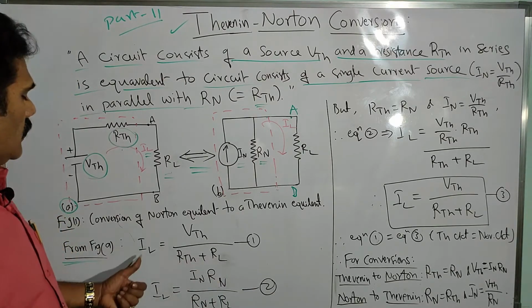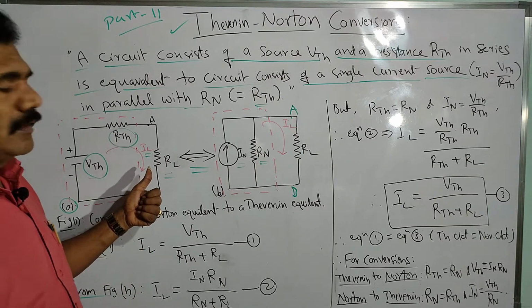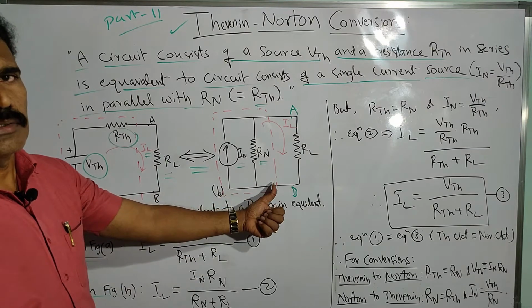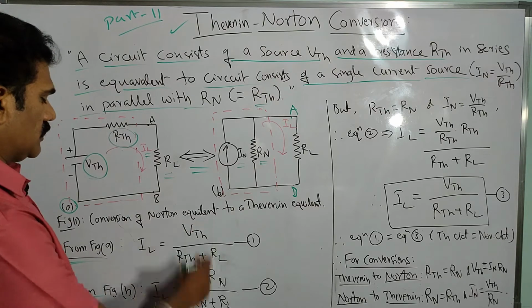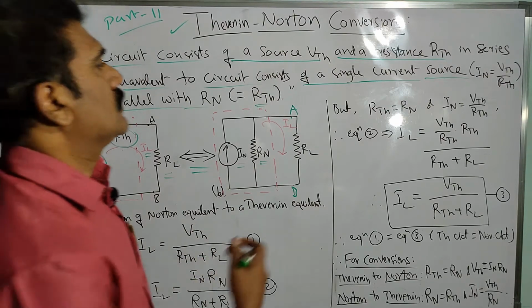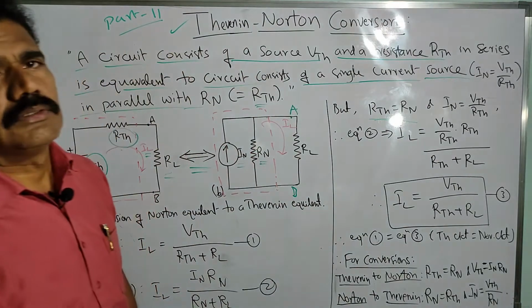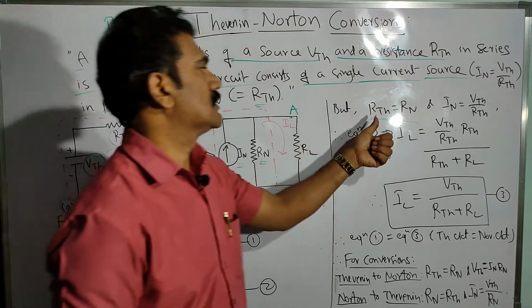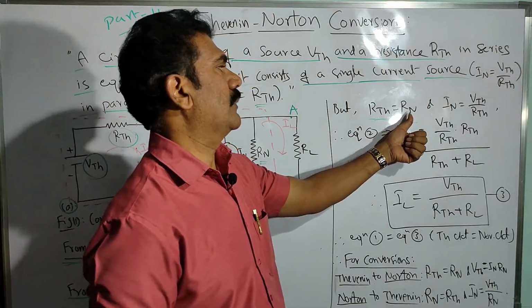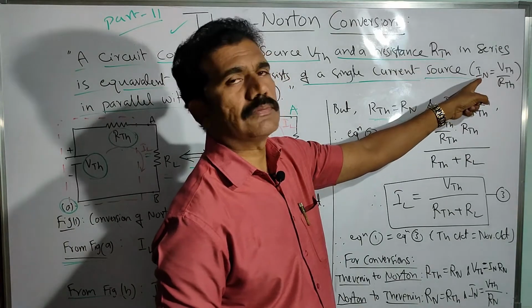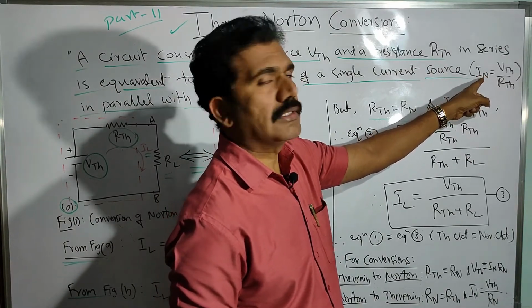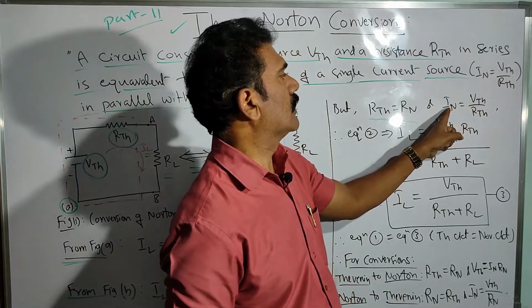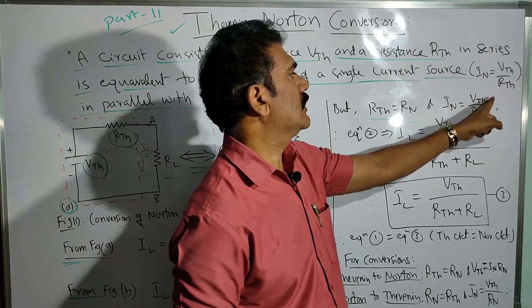So now IL is the load current from the Thevenin's equivalent circuit, and the second equation for IL is obtained from the Norton's equivalent circuit. Now in these two equations, 1 and 2, substitute the conditions where we are assuming the Thevenin's resistance is equal to Norton's resistance. Then the current source must be giving how much current? Norton's current is equal to the ratio of VTH and RTH, isn't it? So consider that also: IN is equal to VTH by RTH.